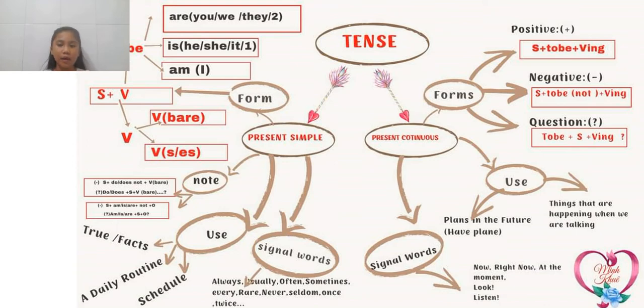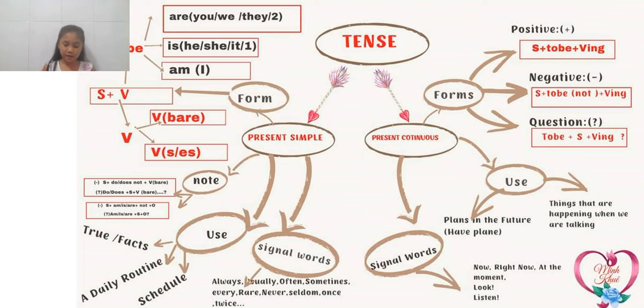Okay? So let's look at the tenses. First, let's talk about present simple. Now let's talk about its form first. We have two kinds of verb. First is the to be verb, and next is common verbs. Let's go through to be first.